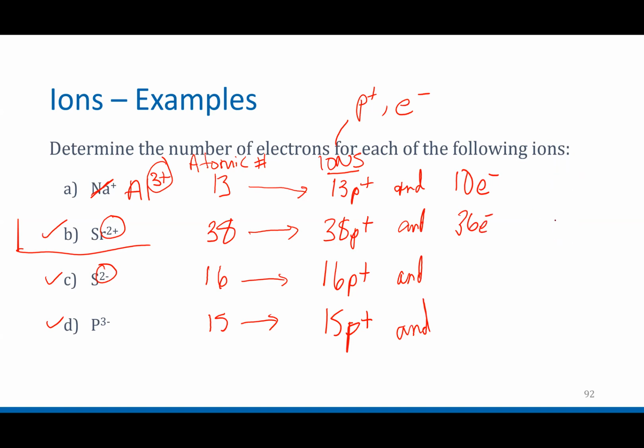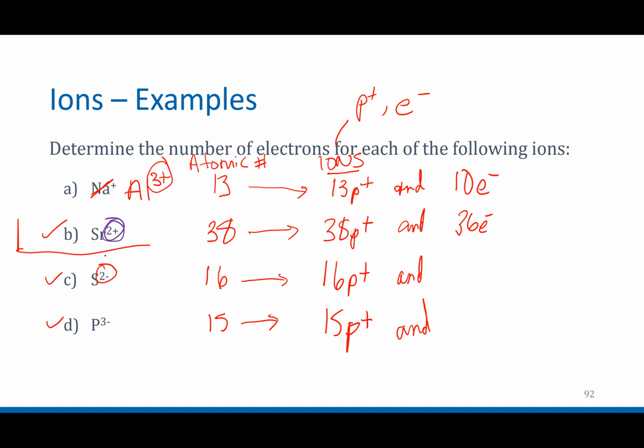Remember, the positive 2, let me pick another color. Let's go with purple. The positive 2 literally means that I have 2 more protons than electrons. So I would remove 2 electrons from this. And again, you guys can always check your answers, because 38 protons minus 36 electrons is positive 2. Now mathematically the integer is positive 2, but in chemistry we always say 2 plus, because what that number represents is that there are 2 more protons in this atom, or in this ion.